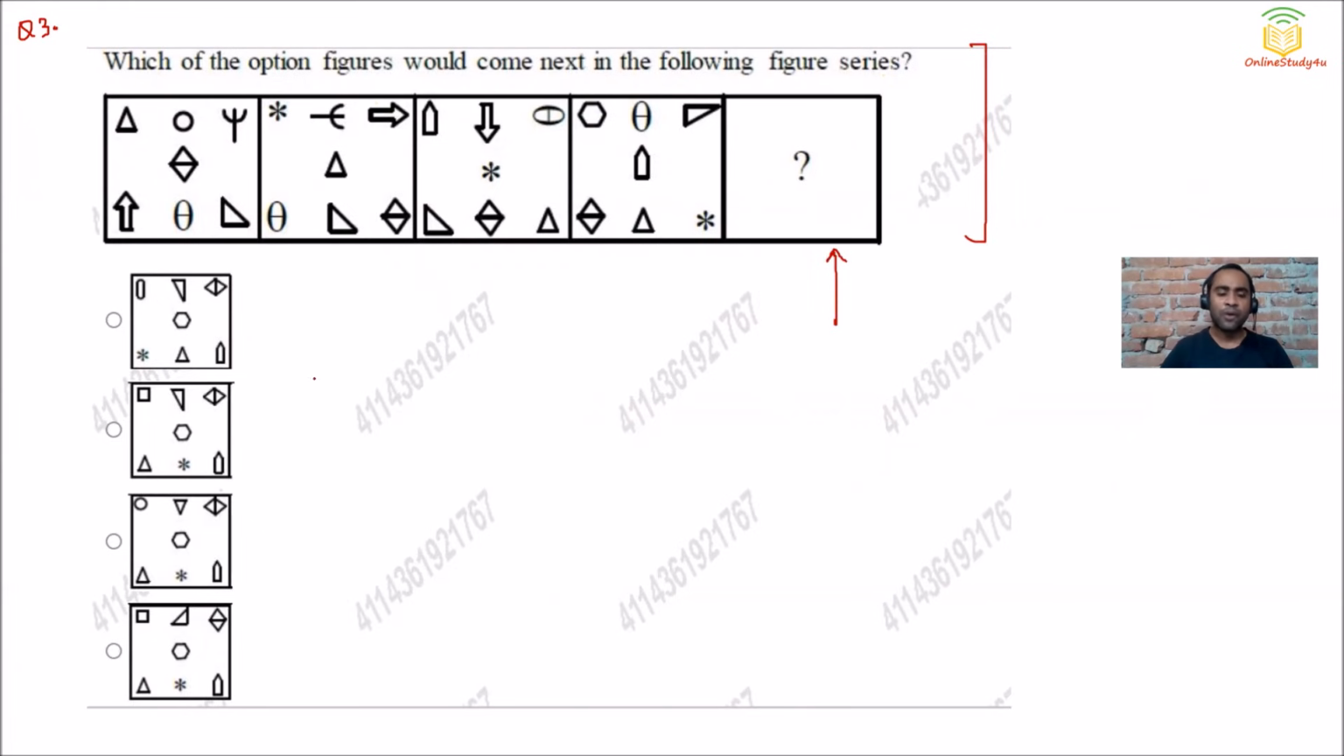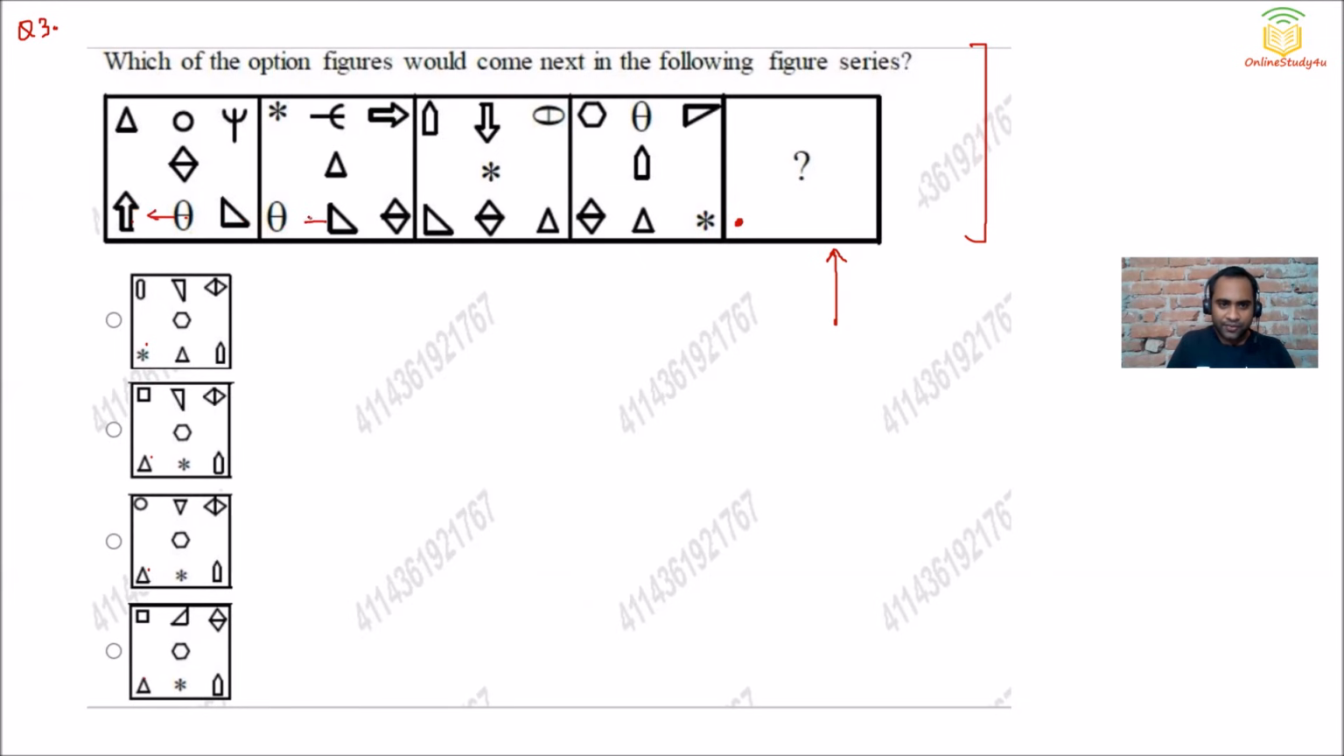Okay, now friends, let us see. These three places are the same and this is what is different. So we'll first try to figure out what will come here. You see here we have an arrow mark and here theta.